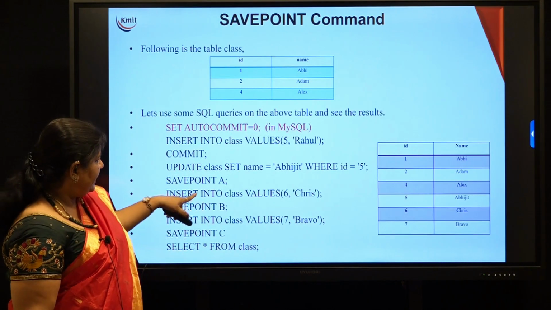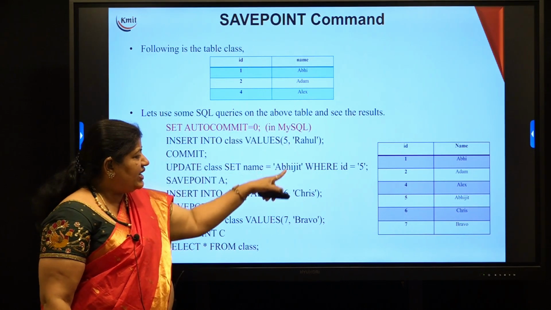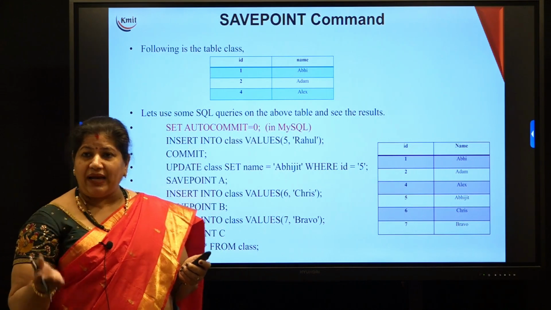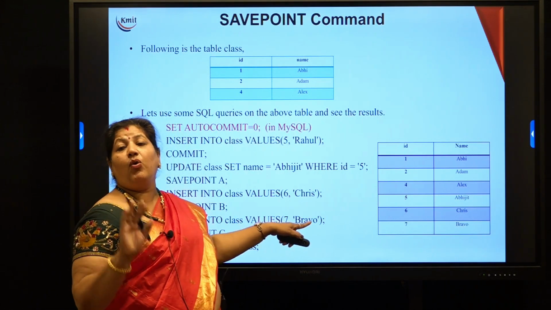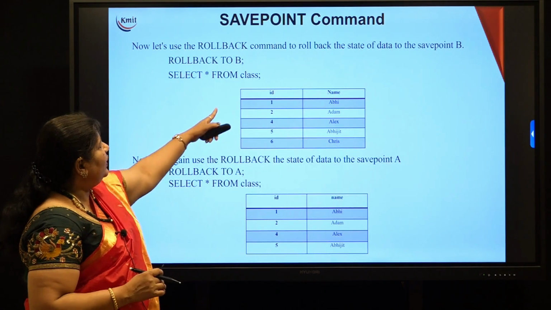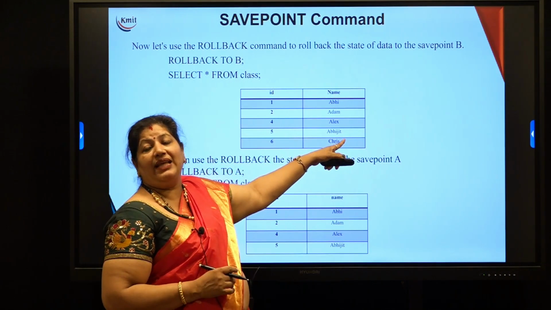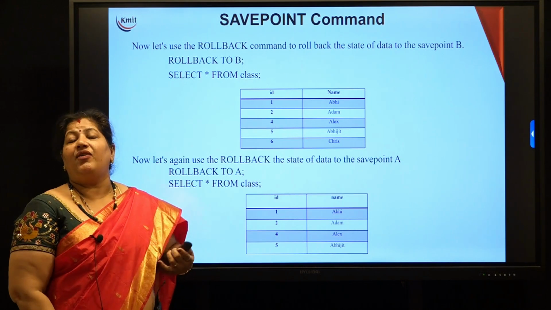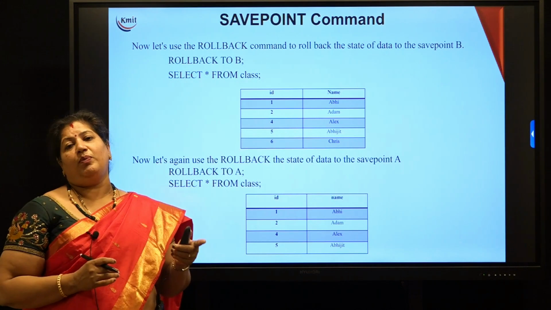So what do you expect here? B is the point where the name Rahul has been changed to Abhijit and Chris has been entered. So when you roll back to savepoint B, the change you made, Bravo, should not be applicable. Are we getting that? Let's see. Look at this. I said select star from class, and Bravo is not there. The insert operation for Bravo, which was done after savepoint B, has been rolled back because I asked the database to roll back up to B.